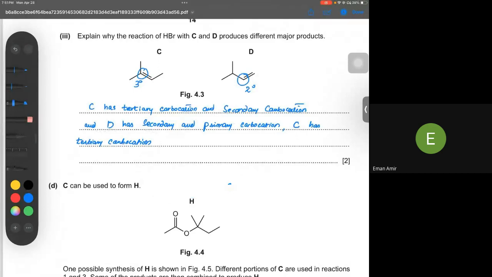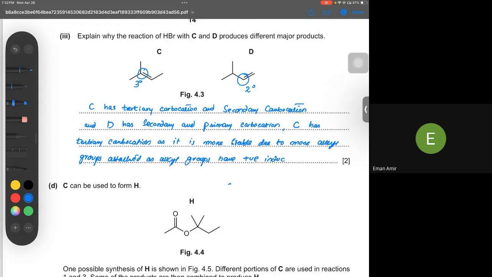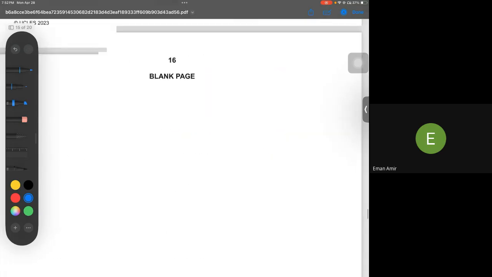as more stable due to more alkyl groups attached, as alkyl groups have positive inductive effect. Okay, that's simple.